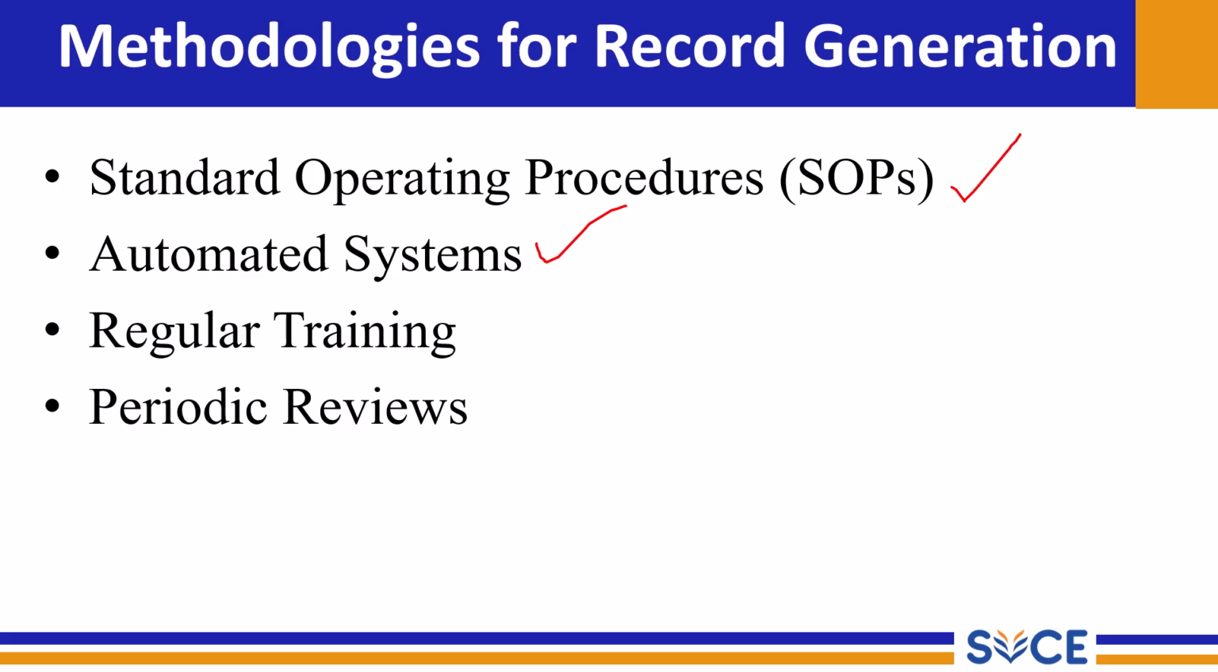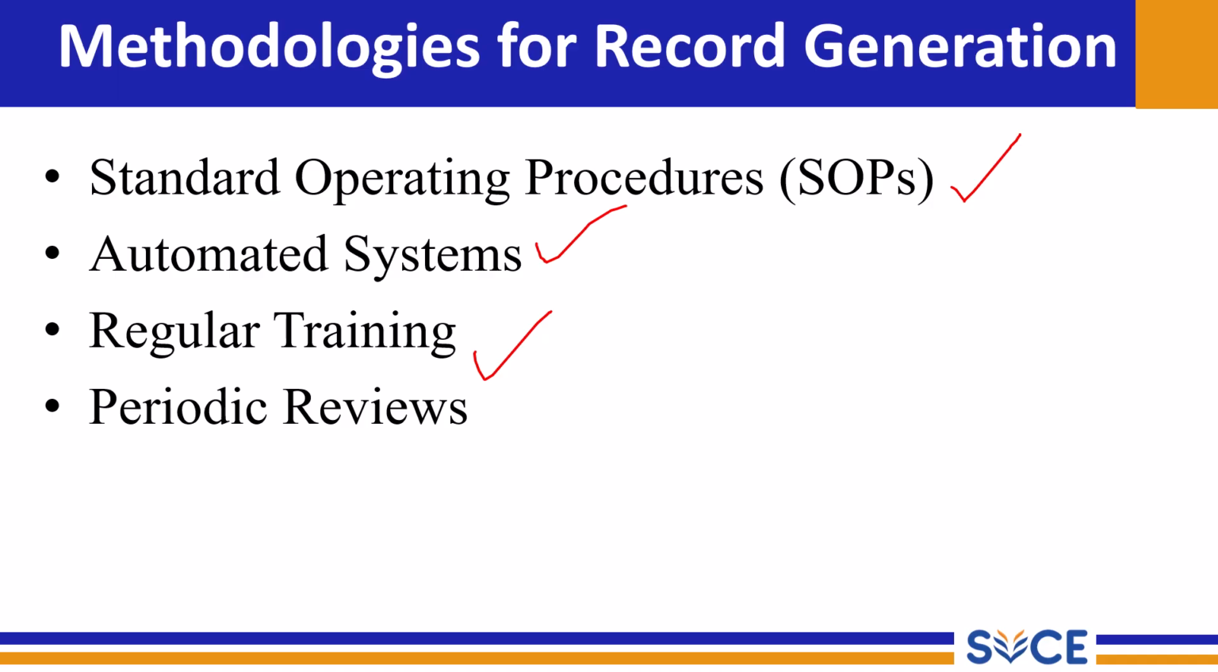And third one is regular training. Providing regular training for employees involved in record generation is essential, right? The training should cover best practices, compliance requirements, and the use of technology to ensure that all staff are equipped to maintain accurate records.